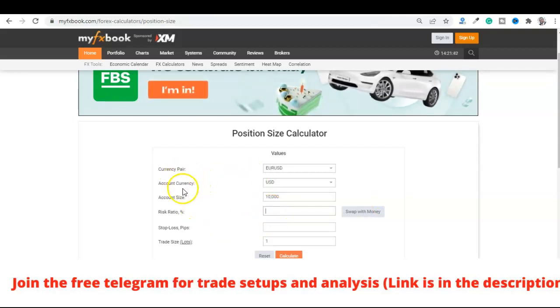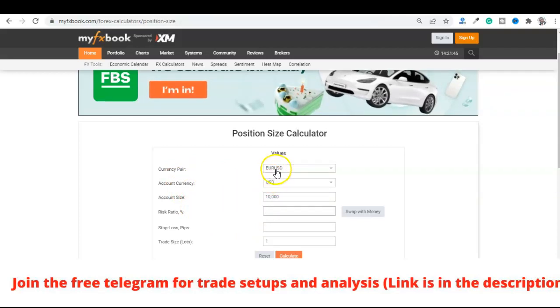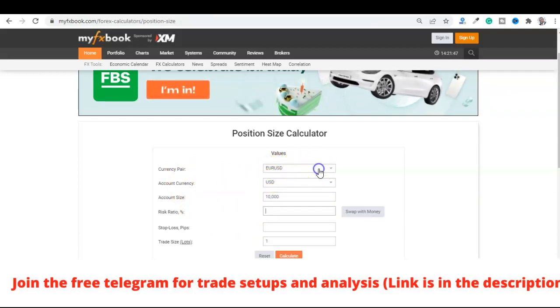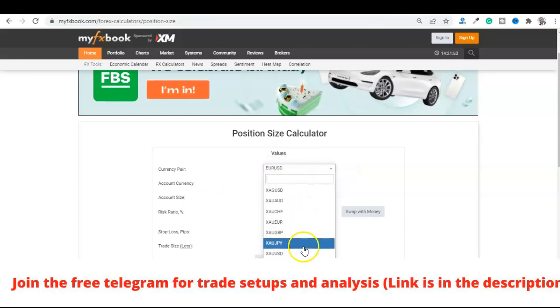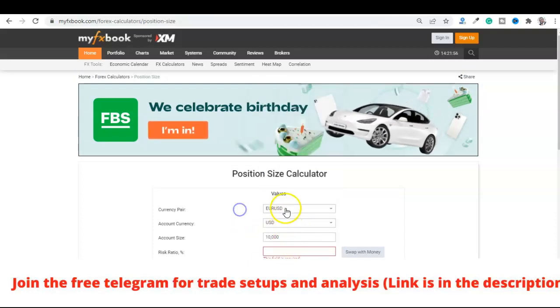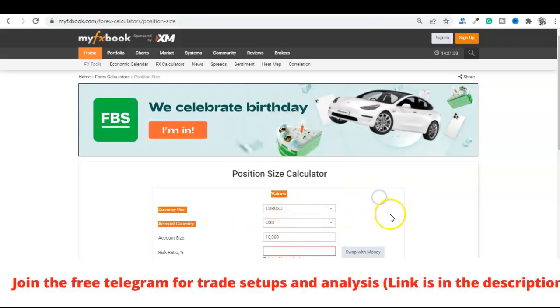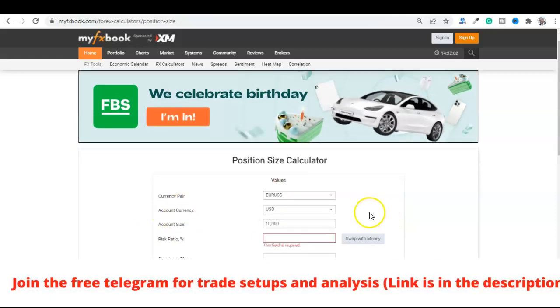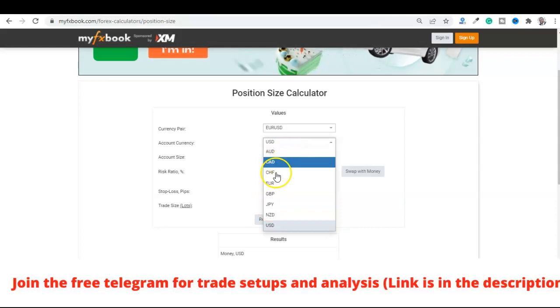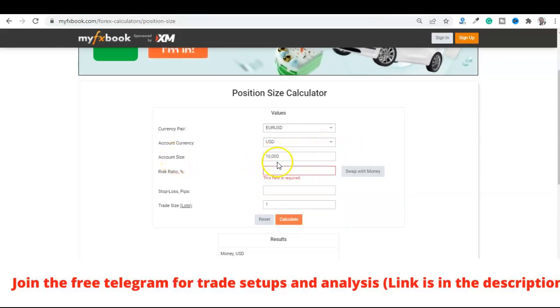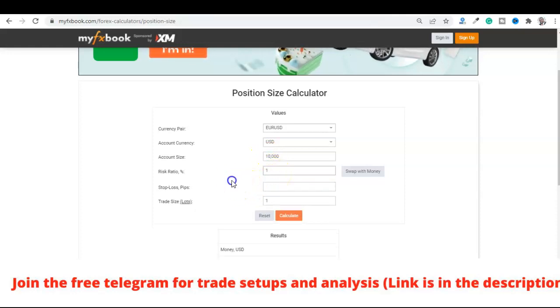Now it shows you the currency pair you are trading. You simply click this arrow. There are a lot of currency pairs here. Just type whichever currency pair you want and select it. Also, you have to select your account currency. In my case, I use USD. If you use any other currency, just select it here from the drop down. Then you put in your account size. How much are you willing to risk? Is it 1%? Is it 2%? And your pips, let's assume 10 pips.